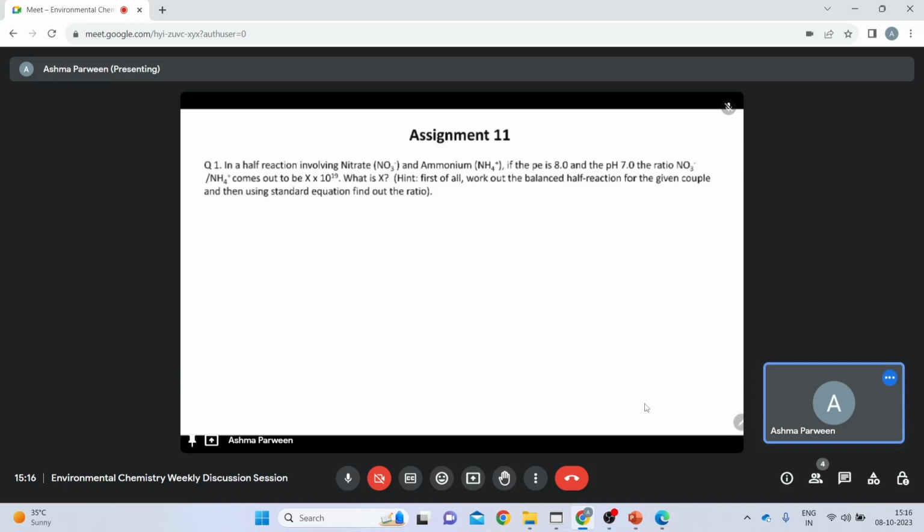the ratio. So I'll give you all 5 minutes because it is a numerical based question. So just take your time, try to solve the question and write what value you are getting for X. So please try to solve the question and write your value in the chat box.